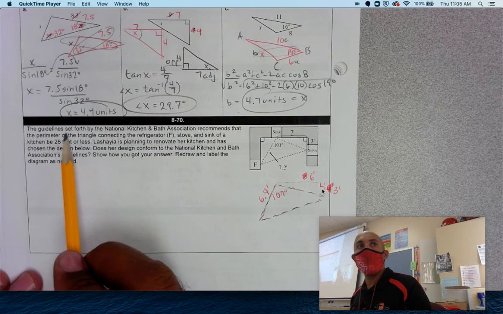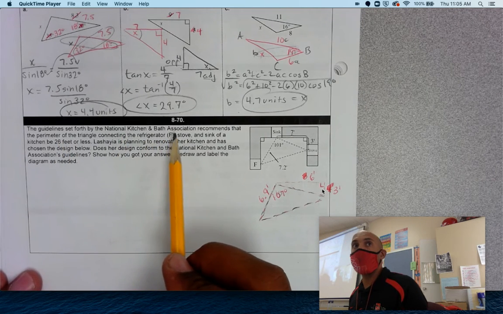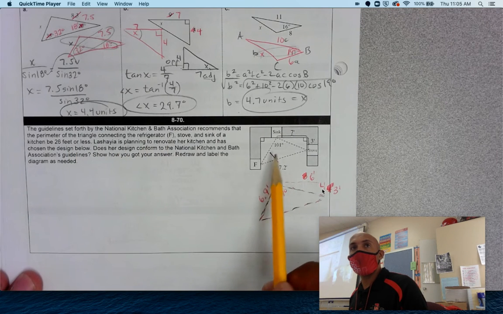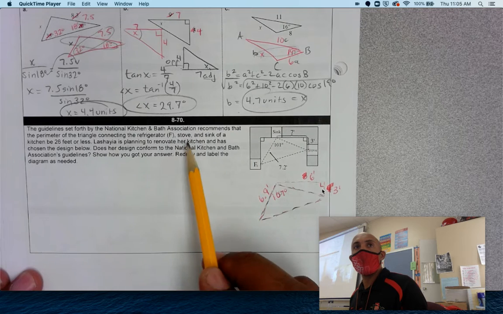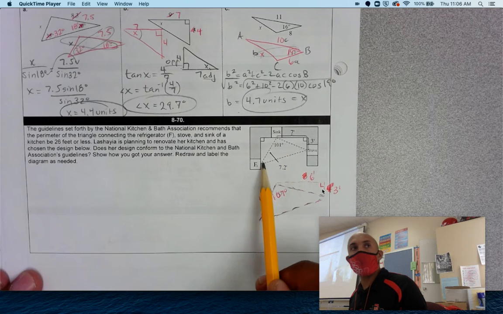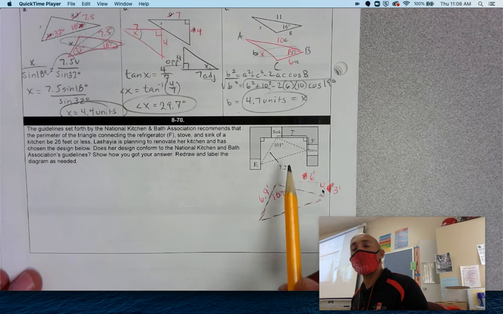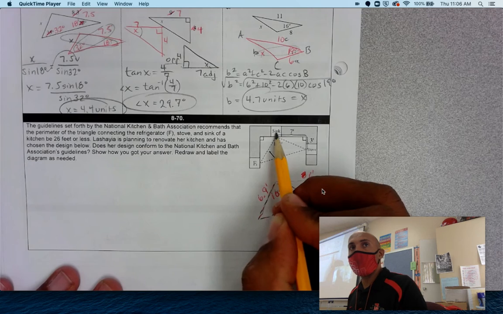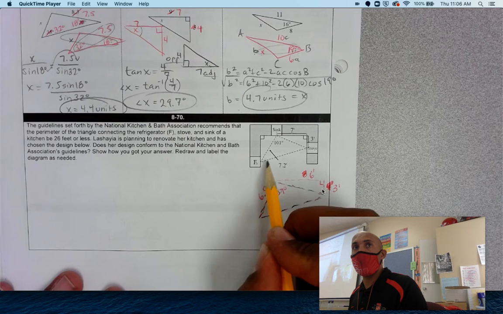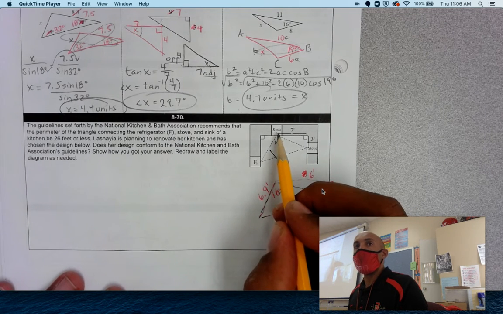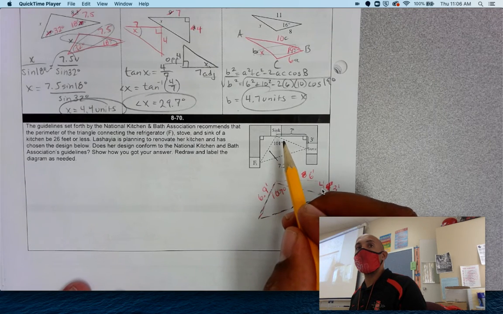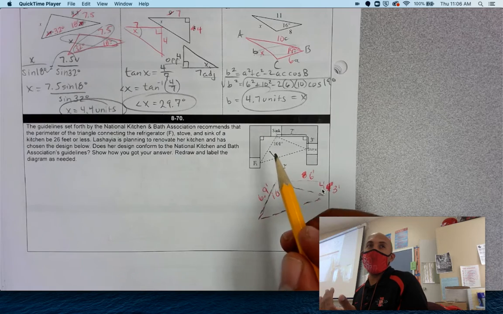The guidelines set forth by the National Kitchen and Bath Association recommend that the perimeter of a triangle connecting the fridge, which is this guy right here, the stove, and the sink of a kitchen be 26 feet or less. So what that means is that wherever the location of the sink, the fridge, and the stove is, it forms a triangle, right? So I can form a triangle based on where those are located. Once you form that triangle, they're saying that the perimeter of that triangle should be 26 feet or less. That's what they recommend.